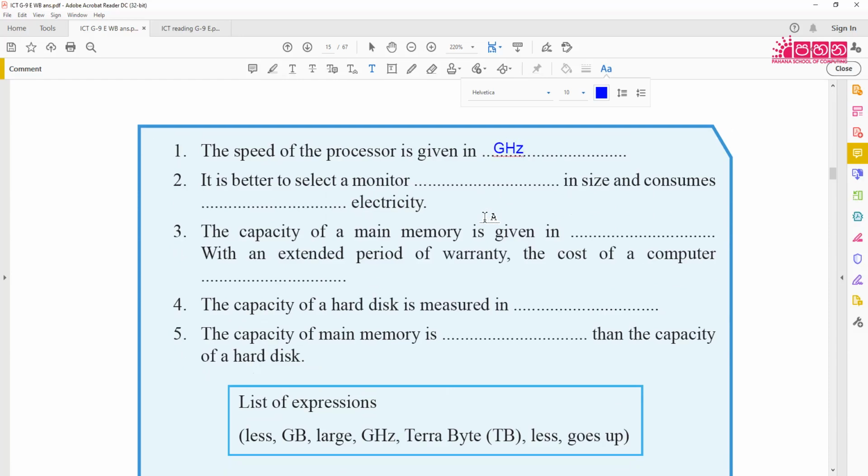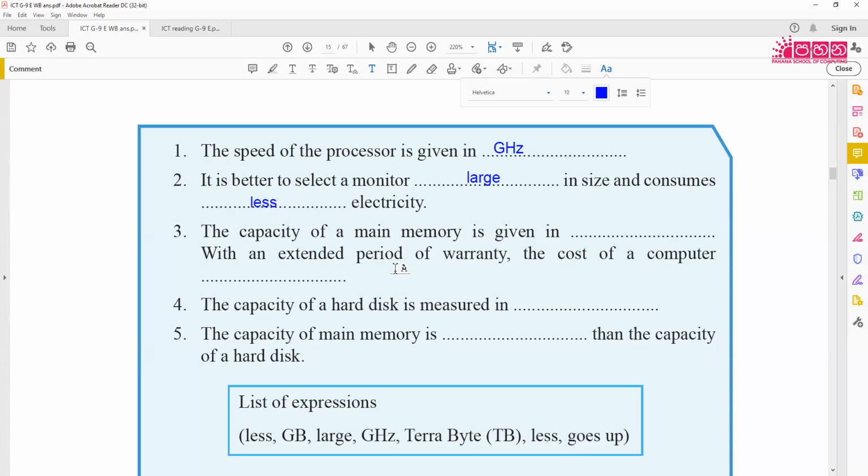Right. Then we discuss the monitors. It is better to select a monitor large in size and low in consumption. Okay. What should be the size, right? Smaller the better, larger the better? So it's larger the better, right? So we can say large in size, and consumption of electricity should be less, right?